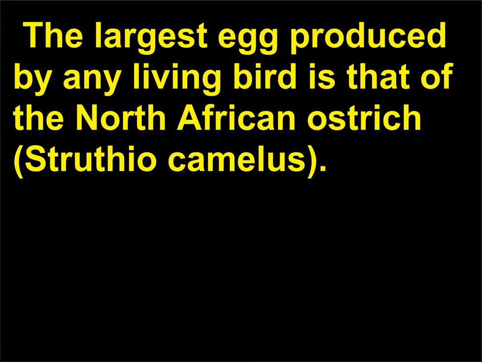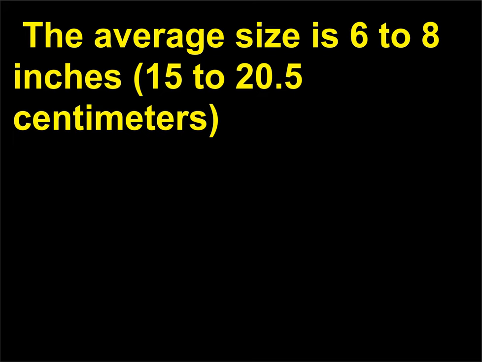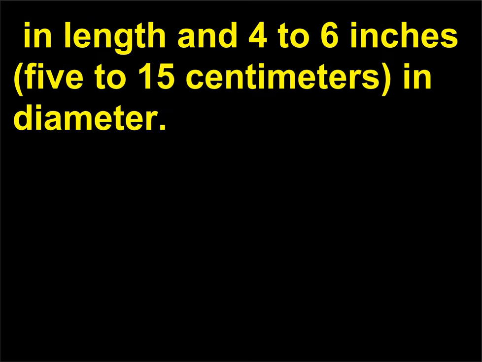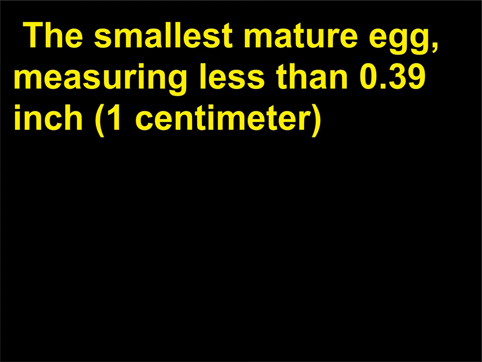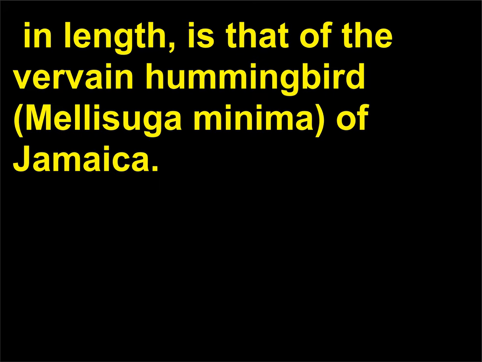The largest egg produced by any living bird is that of the North African ostrich, Struthio camelus. The average size is 6 to 8 inches, 15 to 20.5 centimeters, in length and 4 to 6 inches, 5 to 15 centimeters, in diameter. The smallest mature egg, measuring less than 0.39 inch, 1 centimeter, in length, is that of the vervain hummingbird, Mellisuga minima, of Jamaica.